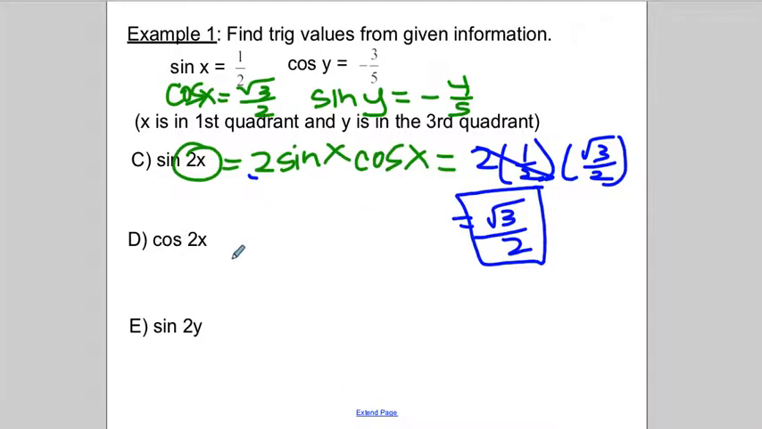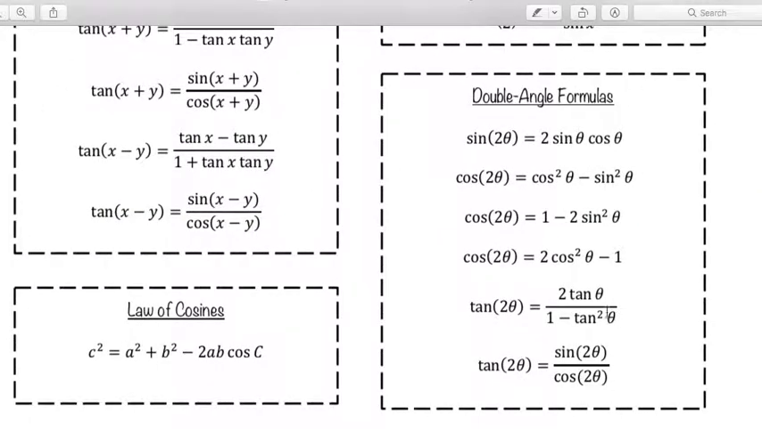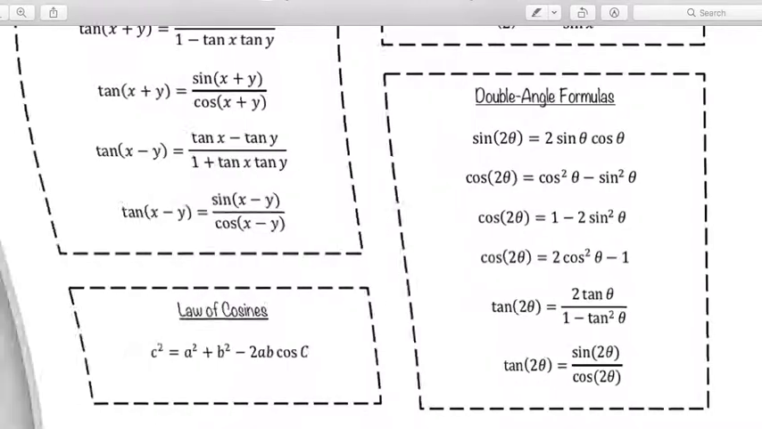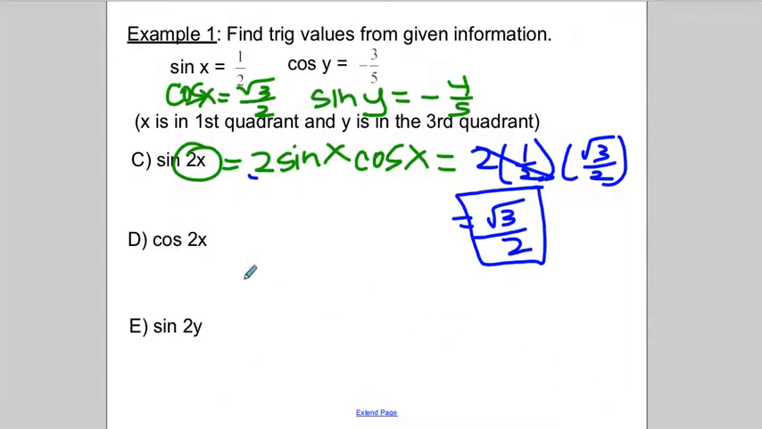Okay, let's do cosine of 2x. If I go to my trig identity sheet, there is actually 3 different options. No matter which one you do, you will get the correct answer. Okay, so it doesn't matter which one you do. Let's just do the top one. Cosine squared x minus sine squared of x. You could do any of them though. So cosine squared of x minus sine squared of x.